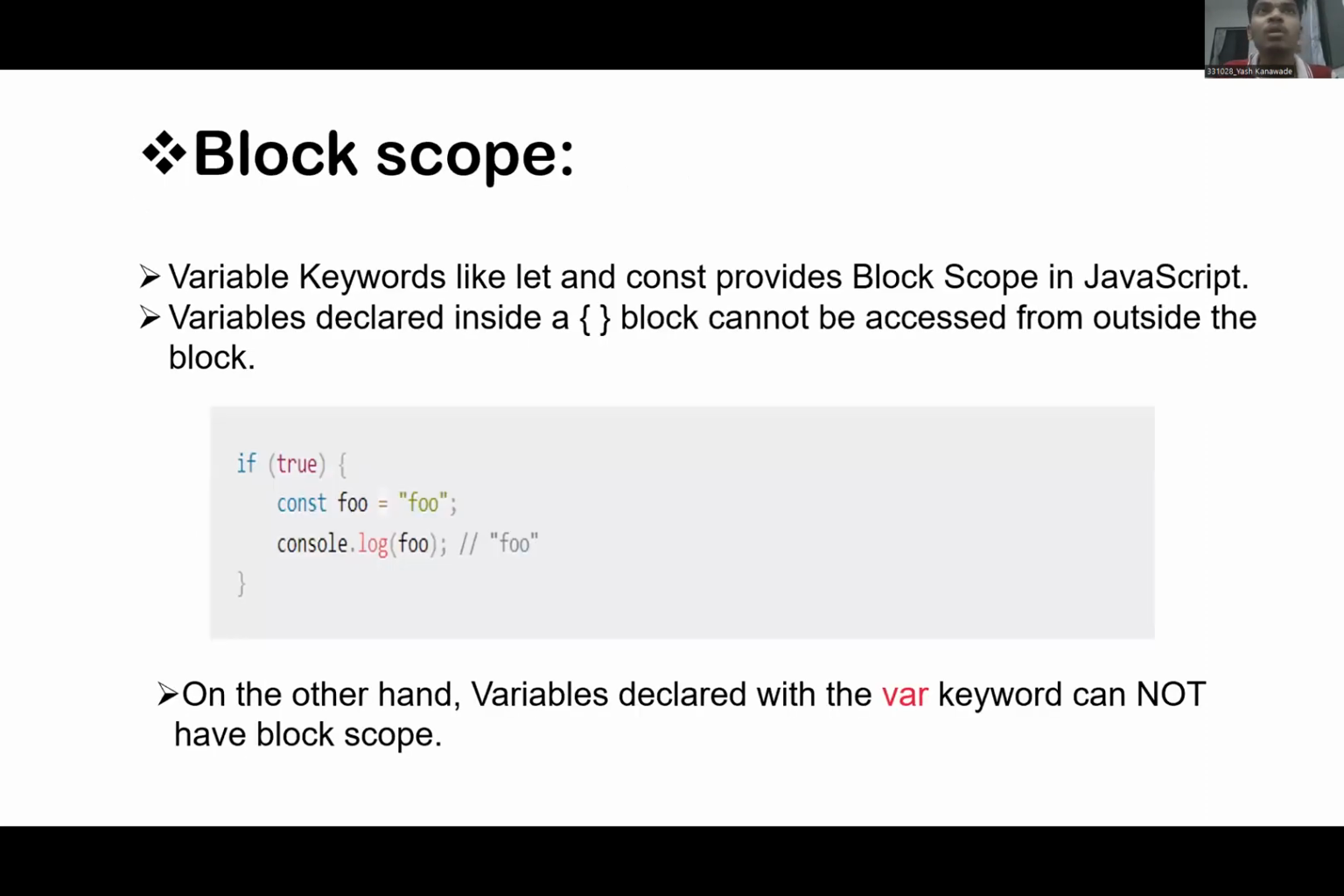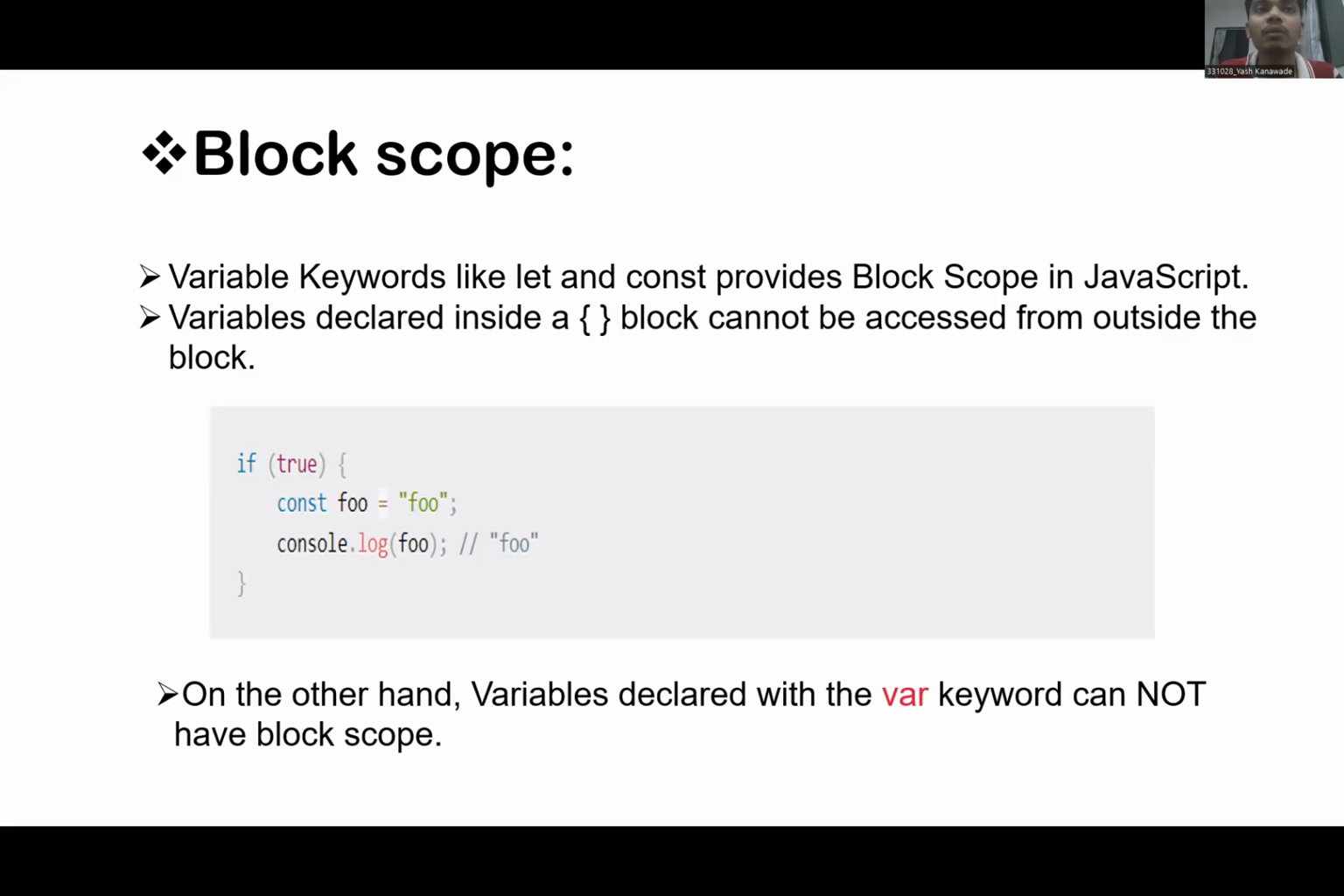So first one is block scope. The variable keywords let and const provide block scope in JavaScript. Variables declared inside a curly bracket block cannot be accessed from outside the block. So here is an example, where we have taken an if statement. Basically, block scope is majorly used inside if, switch, or condition statements like for loop. Basically, it forms the blocks; here we have used if.